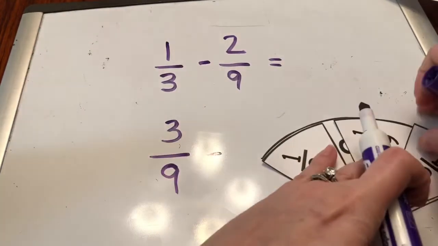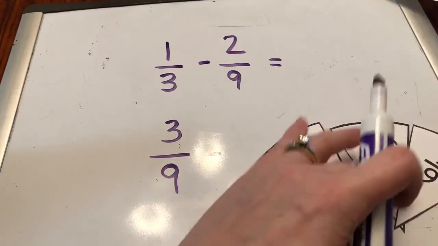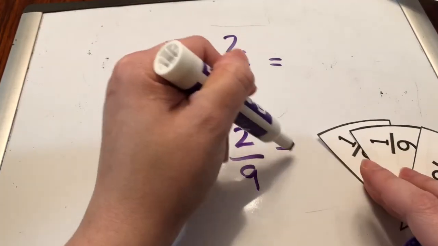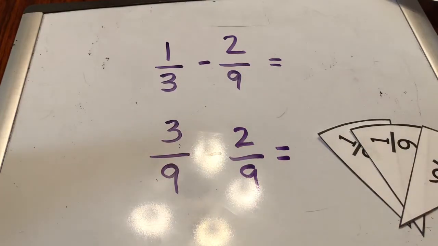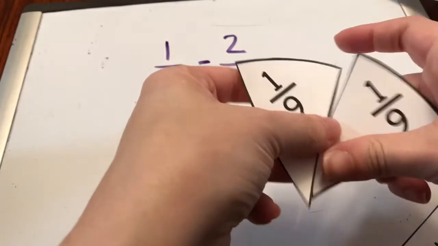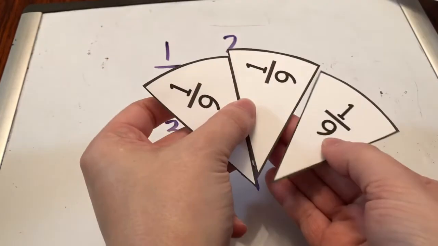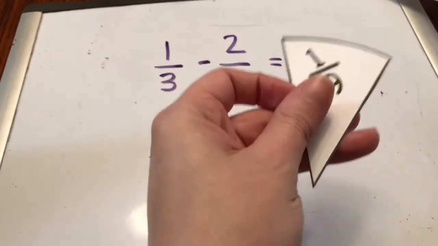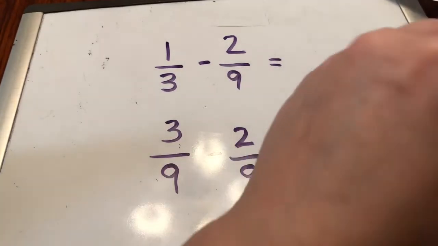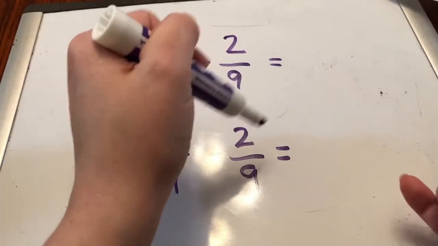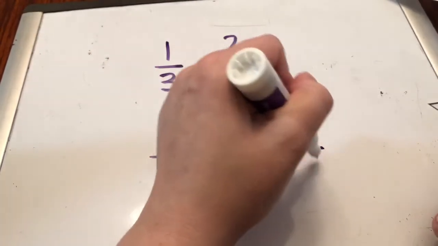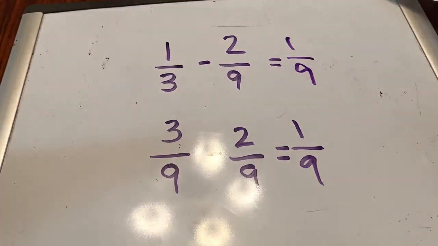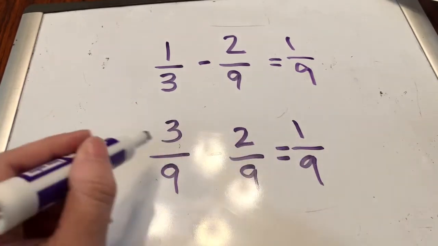So our problem is now 3 ninths take away 2 ninths. Okay, so I have 3 of them, and I'm going to take 2 of them away, which leaves me with 1/9. So 3 ninths take away 2 ninths equals 1/9. And I'll write it up here as well. Make sure you write it in both places, and also make sure you show your work. This is really important with this.